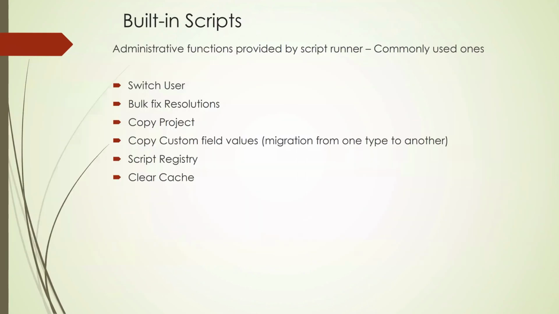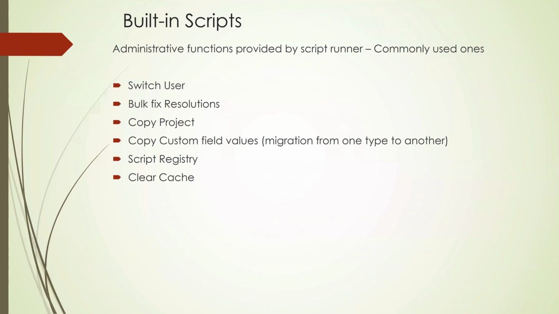These are the built-in scripts that I was talking about. Some of the commonly used ones is switch user. Like if somebody tells you, okay, it is not working, I'm not able to use this JQL, or I'm not able to access this issue on my machine, can you see what is wrong? And let's say you're sitting in Netherlands and he's sitting in US. So what you do? You just switch the user and you become him, if you have the admin rights, and then see what is going on.